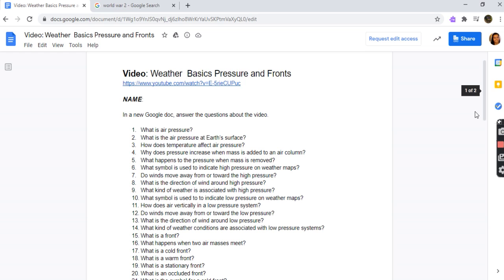What symbol is used to indicate high pressure in weather maps? Do winds move away from or toward the high pressure? What is the direction of the wind around high pressure? What kind of weather is associated with high pressure?